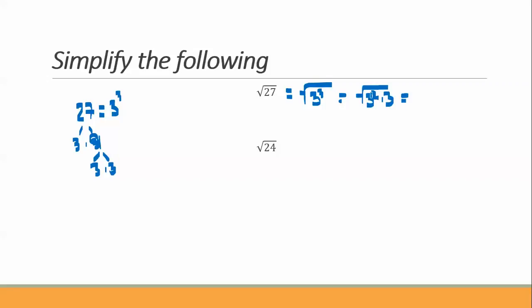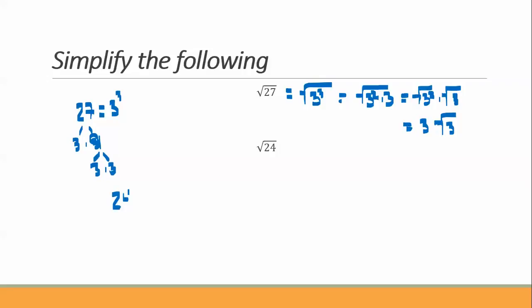Now, this splits up, because the radical is an exponent, that's the square root of 3 squared times the square root of 3. The square root of 3 squared is 3, and we can't do anything with the square root of 3, so we're just going to leave it as the square root of 3. So the square root of 27 is 3 square root of 3.